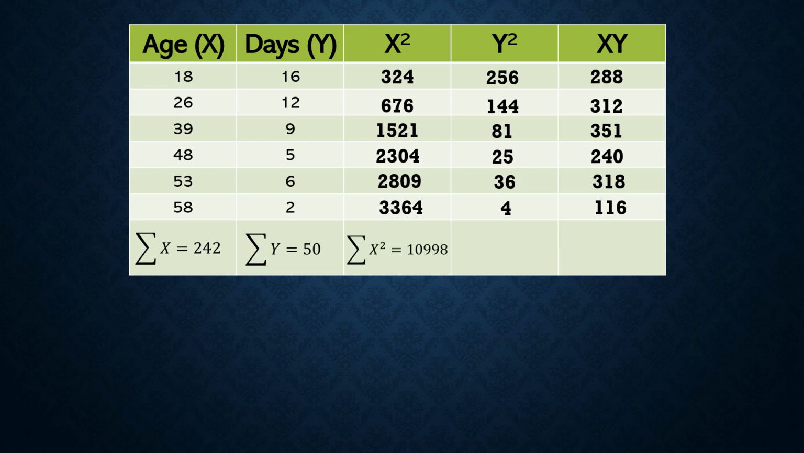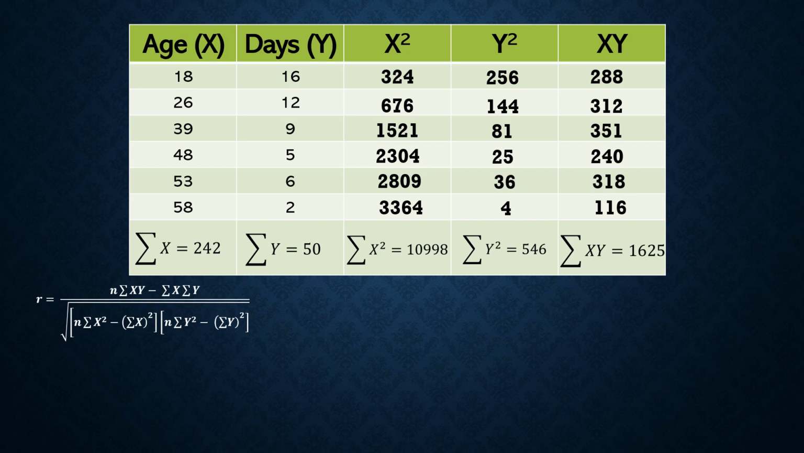So it will be summation of x squared is equal to 10,998. Then we have summation of y squared, which is equal to 546. And then adding all the values for the xy column, we have 1,625. Now, since we already completed all the values in this table, we're going to use the formula.